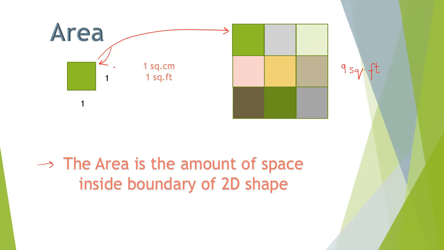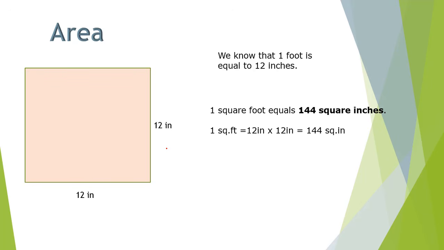If the length and width of a small square is 1 centimeter, then we can say that it is 1 square centimeter. We can also write it like 1 cm squared. If you have a tile that is 1 square foot and the examiner wants us to convert it into square inches, then 1 foot is equal to 12 inches. Length and width of the tile is 12 inches. Side into side, 12 into 12, 144 square inches.